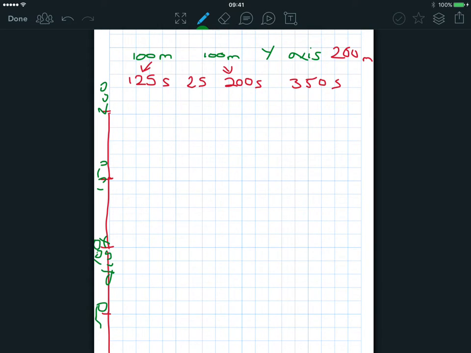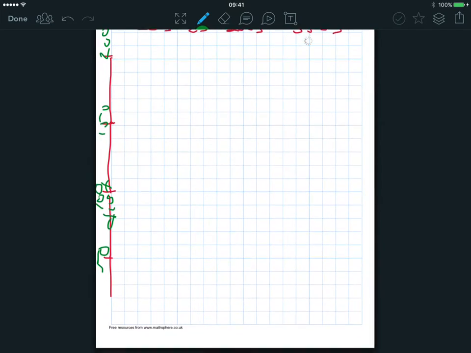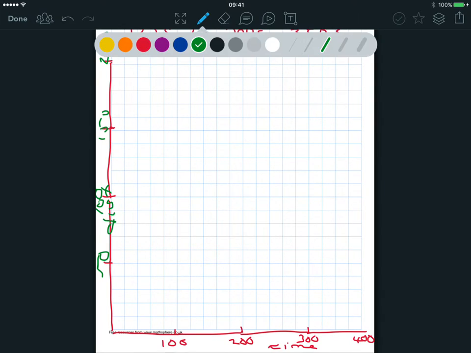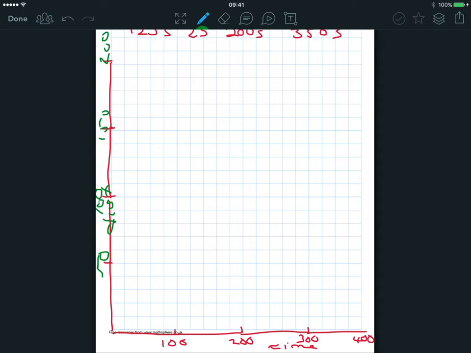Okay, so the first 100 meters took 125 seconds. So it's going to be about, first 100 meters took 100, 120, so sort of 125. It's going to be about there. Okay, then he paused for 25 seconds. Well, that's going to be just over a square in width, and then he travelled the remaining time, so it goes up to 350. 200 seconds is about there.